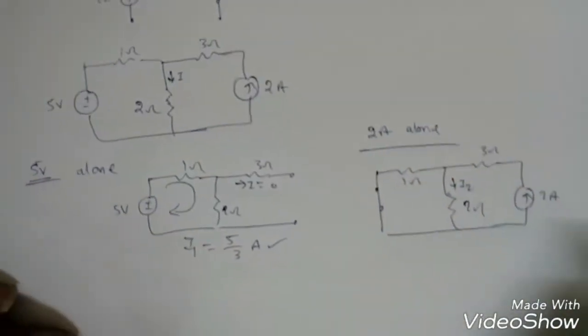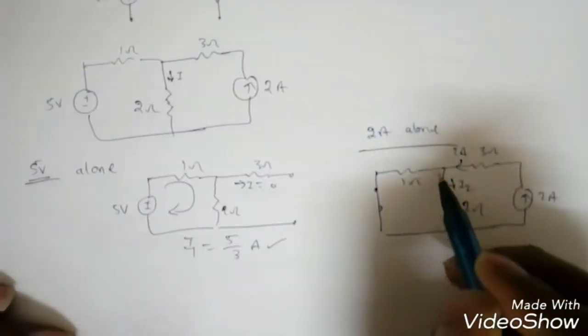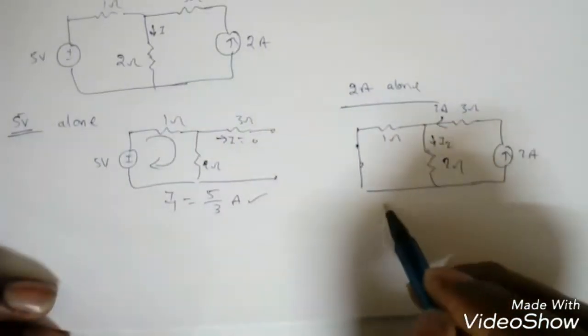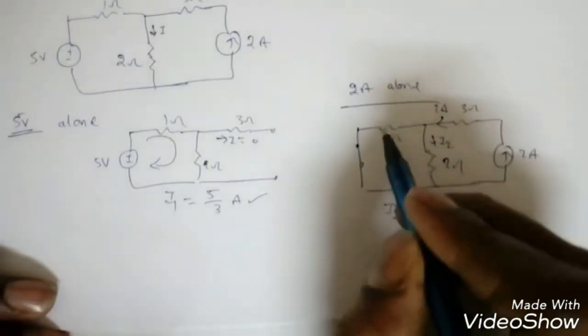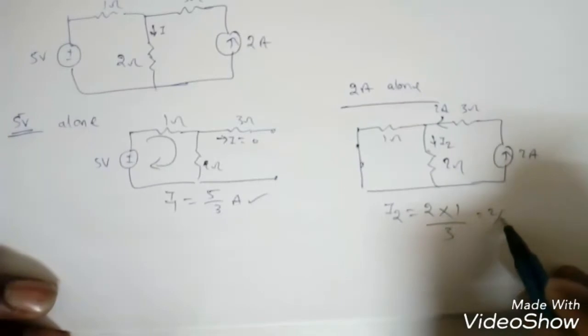Now again it's very easy. See, 2 ampere is coming here, and there are 2 branches leaving. So we can simply apply the current division principle, that is I2 is equal to main current 2 into opposite resistance 1 by total resistance 3. So it is 2 by 3 ampere.